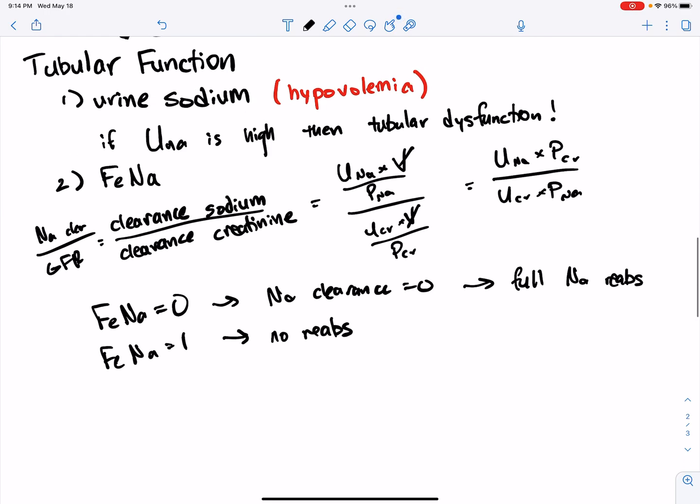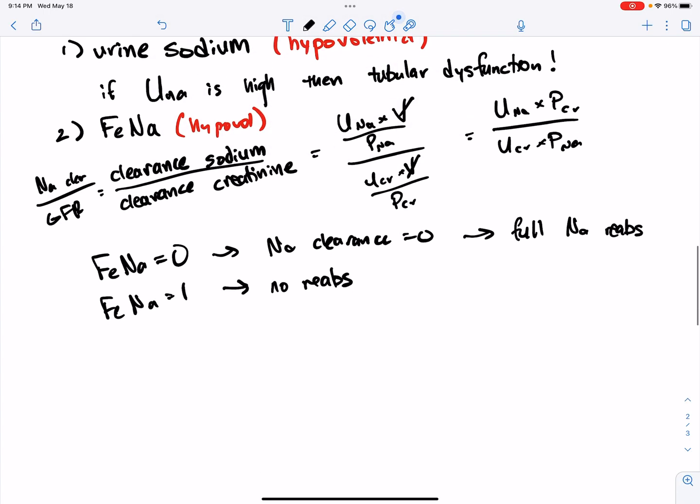Remember, this is still all in the context of hypovolemia. But if FeNa is closer to 1, or if it's greater than something like a couple of percent, then we should be worried, because basically what that means is that we're getting poor reabsorption.